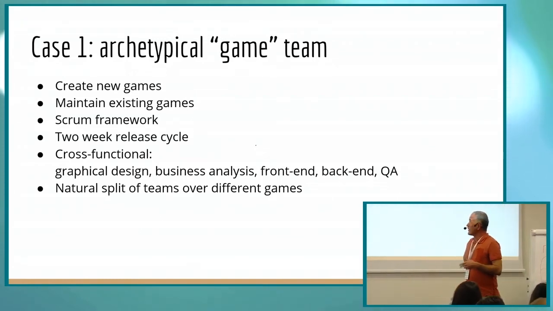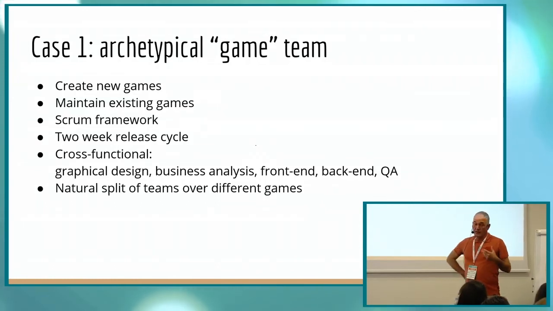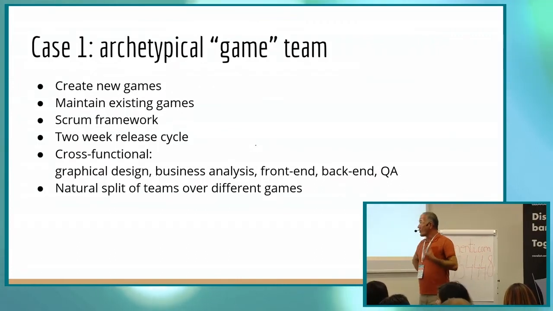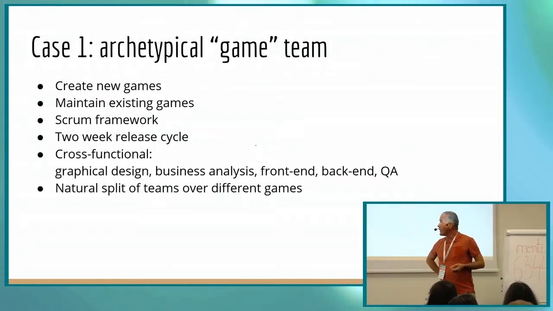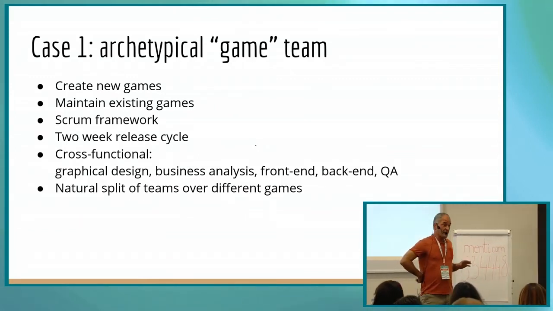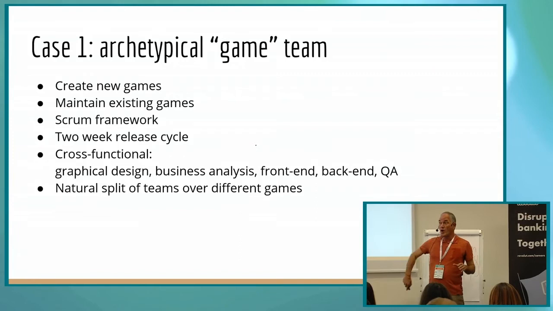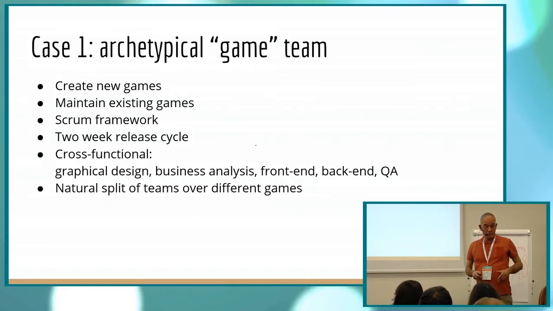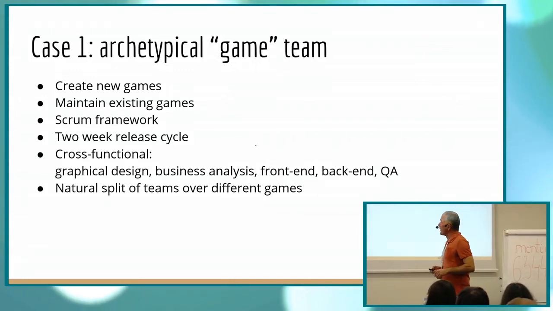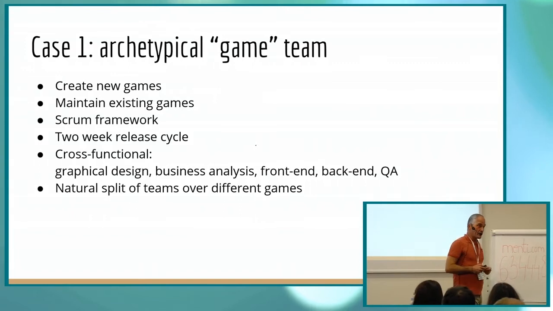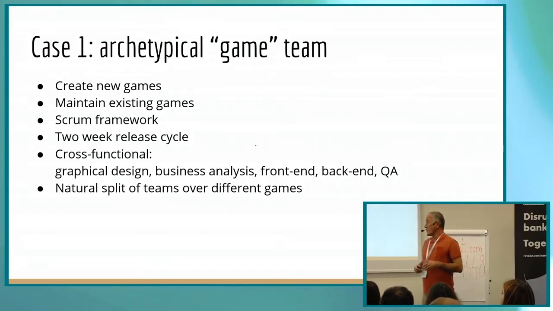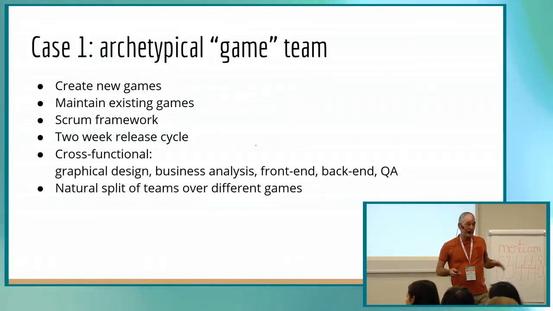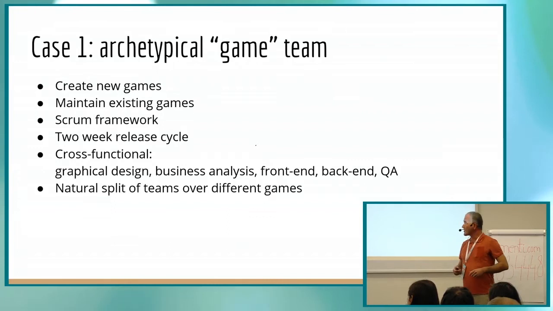Additionally, they maintain existing games. They are all using a Scrum framework. They are all on a 2-week release cycle, partly for technical reasons, because all of the software is bundled into a monolith once in 2 weeks, and then released to production. The composition of the teams is cross-functional. We have graphical designers, business analysts, front-end and back-end developers, and QAs. They work together to get to a next iteration.